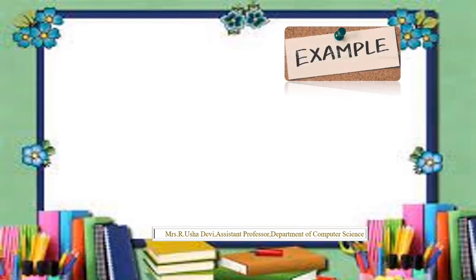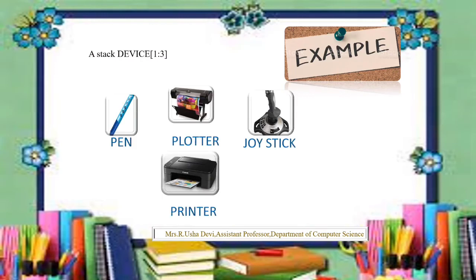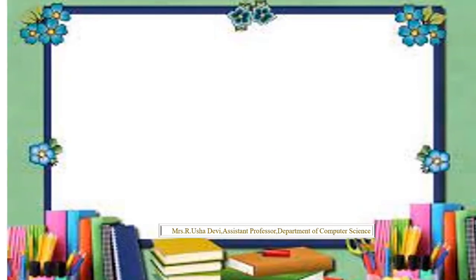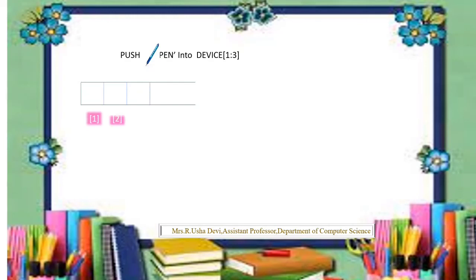Next, you can have a few examples here. So now I am going to insert into a stack device[1:3]. Here you can have different devices like pen, plotter, joystick and printer. Now I am going to push an element, or an argument, pen, into this device[1:3]. Let us see how it is going to be inserted into this stack. I will first make a structure of the stack, 1, 2 and 3. Now I am going to name the array as 1, 2 and 3. Now I need to insert a device, or an element, called pen here.